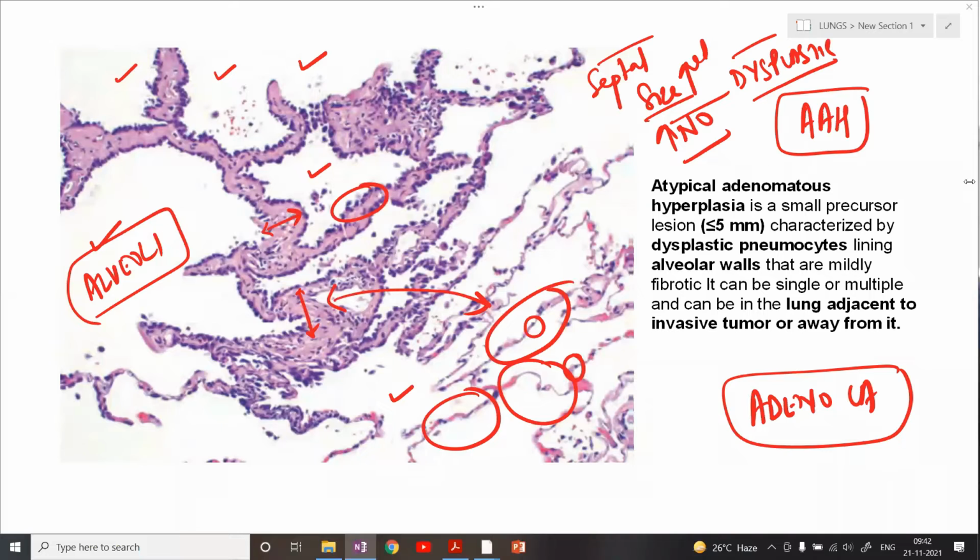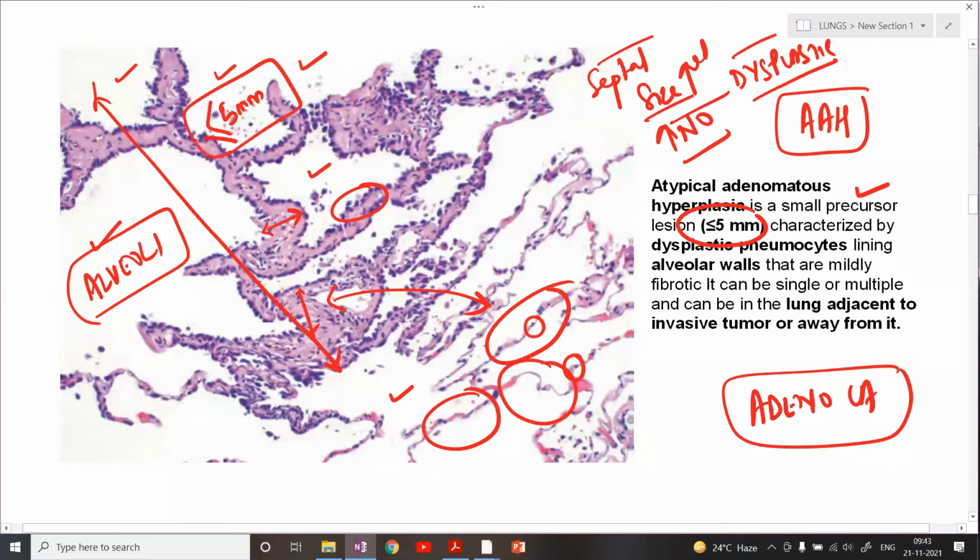Okay, good. So we were here in atypical adenomatous hyperplasia. What is the definition? It is a precursor lesion, and the size of which is less than 5 millimeters. This entire size that we are looking at is looking big because it is magnified. It is less than or equal to 5 mm. How have we measured this size? In the microscope, it is possible to measure this size as well.